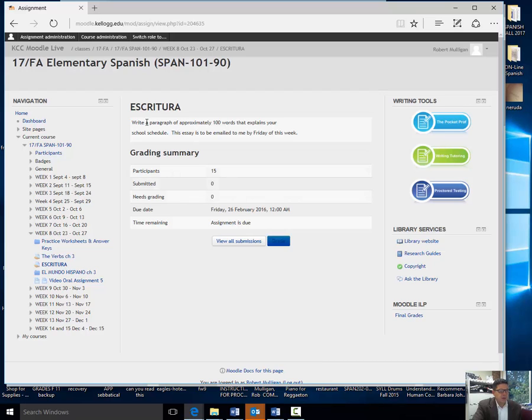Also, what is due is this little written assignment, which will be you will write a paragraph of approximately 100 words that explain your school schedule. This essay is to be emailed to me by Friday of this week by 3 o'clock. Do not make this super complex. Use very simple language. Use what you know. Use the vocabulary.